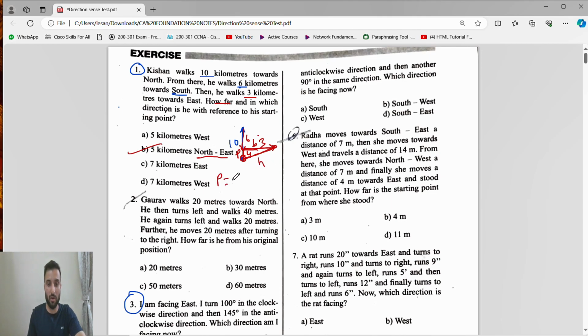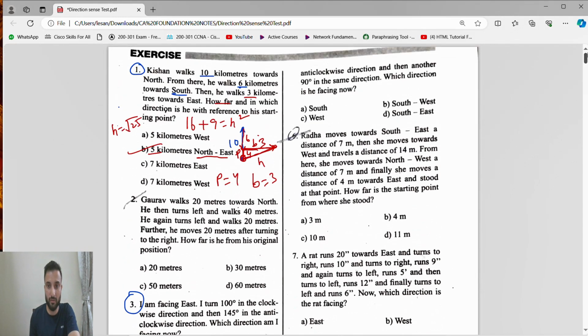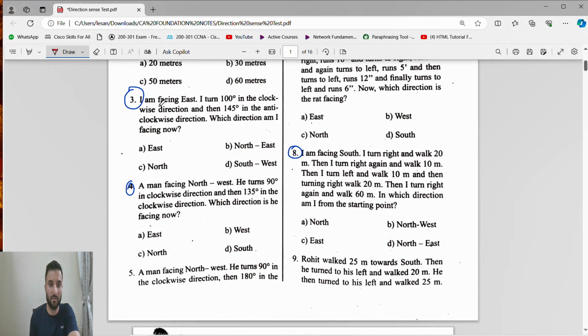So what is the value of perpendicular? Perpendicular is just 4. Base is how much? Base is 3. That's it. So perpendicular square plus base square. Perpendicular is 4 square, so 16, plus base square. Base square is 3 square, so 9, equals hypotenuse square. So 16 plus 9 is 25. So 25 equals hypotenuse square. So how will we find the hypotenuse? Hypotenuse is the square root of 25. So the square root of 25 is 5. Answer, right? Okay.